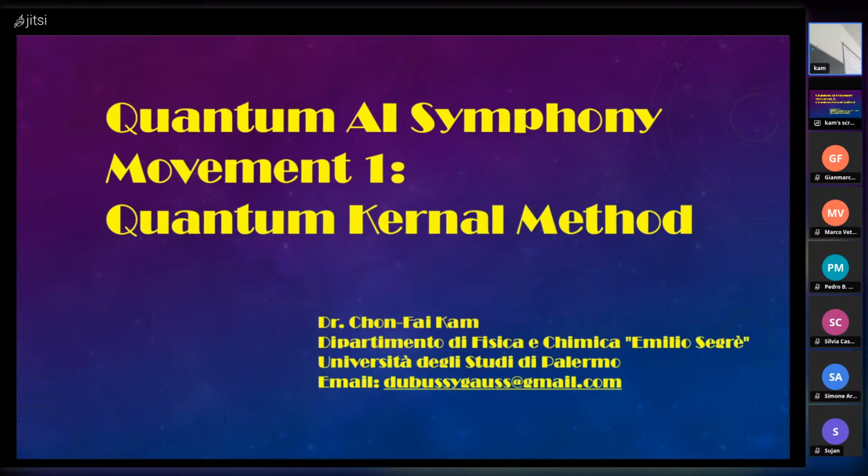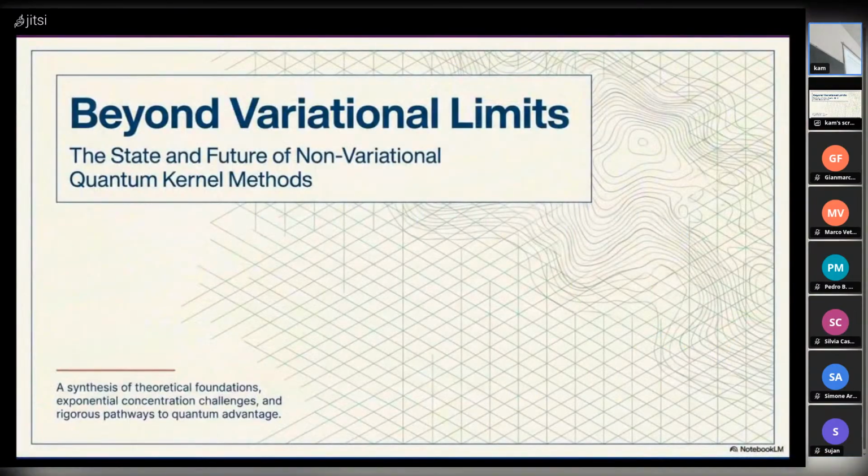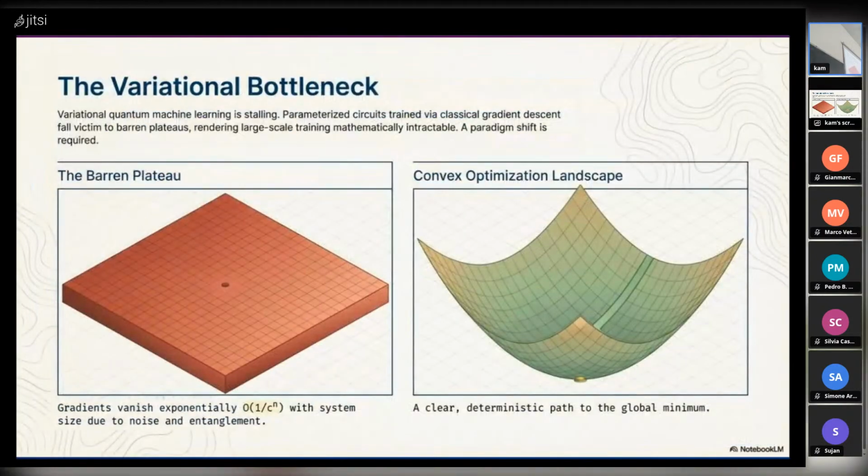Point number one, quantum kernel. So I split my talk into 4 movements, and we'll try to give you some overview of the whole thing, the quantum machine learning, but not the whole one, it's still limited. I will first present this major method called the quantum kernel method.